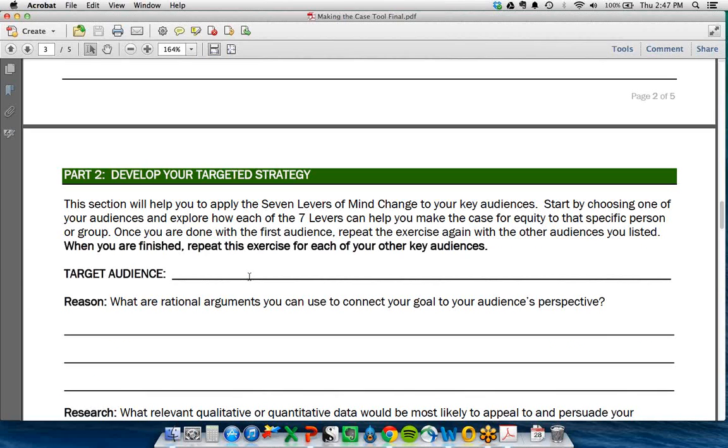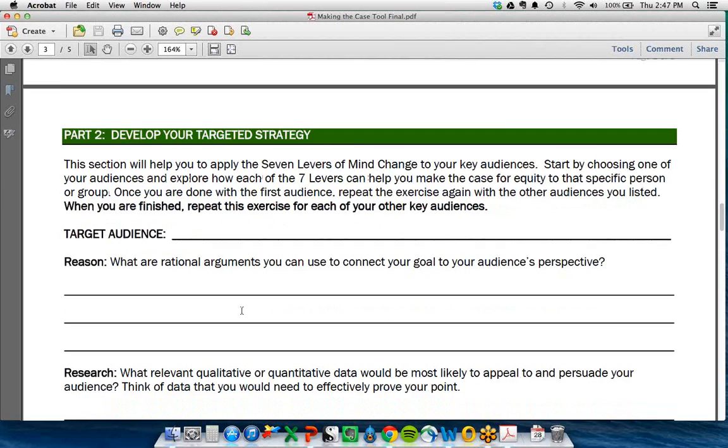Moving on to part 2 is where the 7 levers come into play. So this is something that you'll need to do for all of the different audiences that you've identified. But really what this is about is looking at your target audience, thinking about their perspectives. How can you use these 7 levers? So how can you use reason to think about an argument that you'll make to your audience, right?